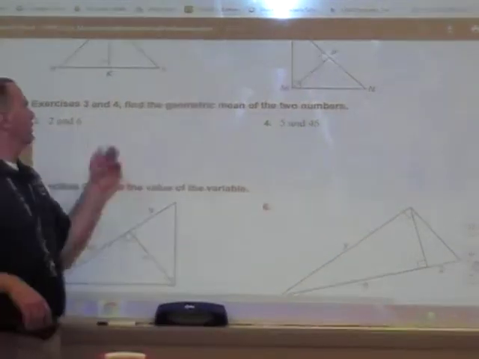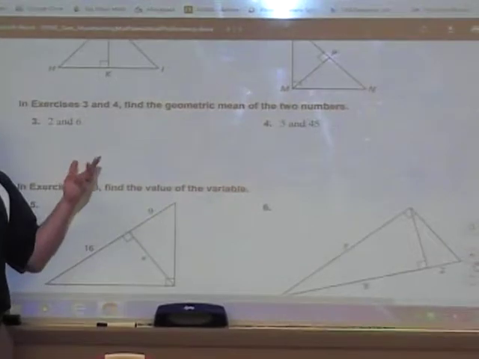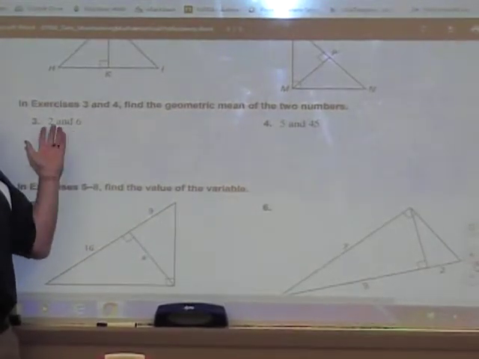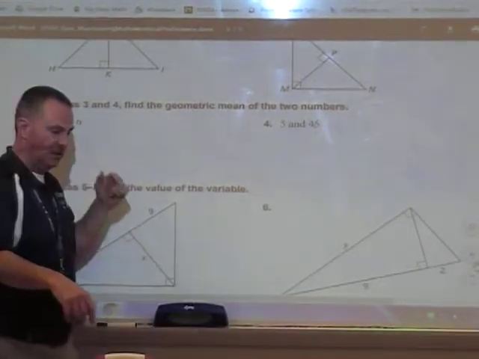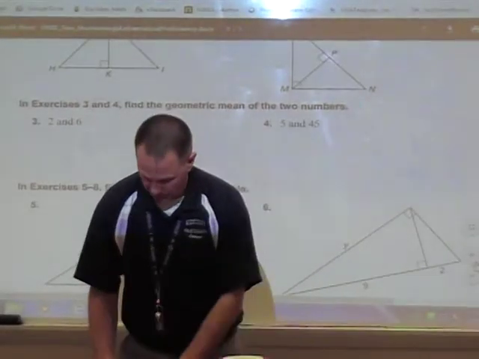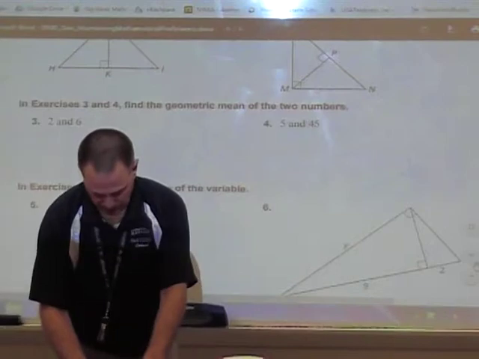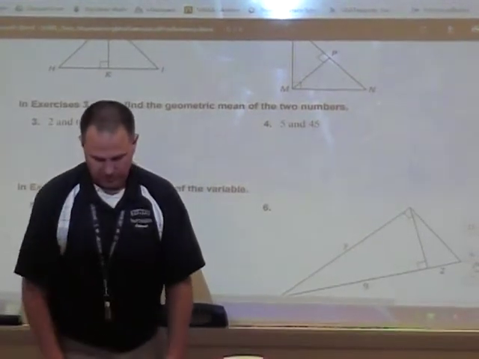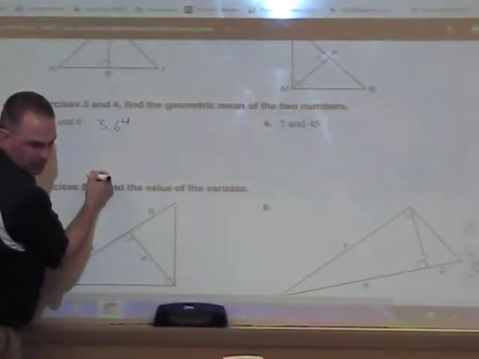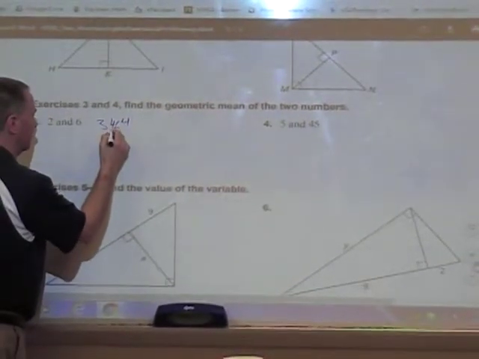Yeah. If you got two numbers, of course there's nothing to set up for a proportion, but the point is you just multiply the two numbers and then take the square root. So 2 times 6 is 12. Take the square root of 12. Oops, that's not right. Oh, sorry, 3.46.